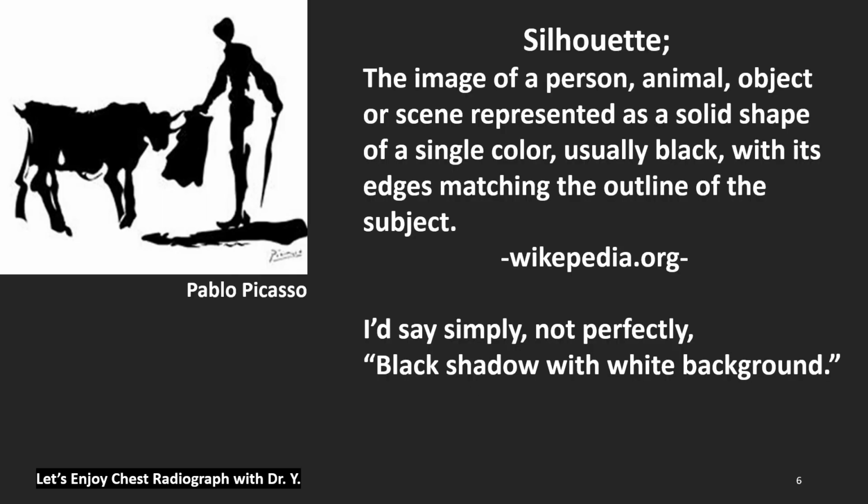Silhouette is defined in Wikipedia like this: the image of a person, animal, object, or scene represented as a solid shape of a single color, usually black, with its edges matching the outline of the subject. But I would say simply, but not perfectly, a black shadow with a white background.